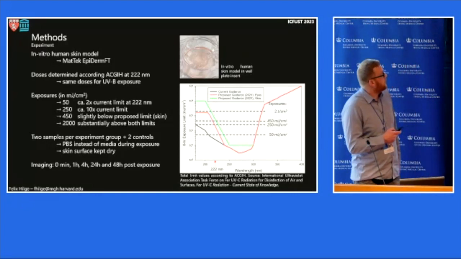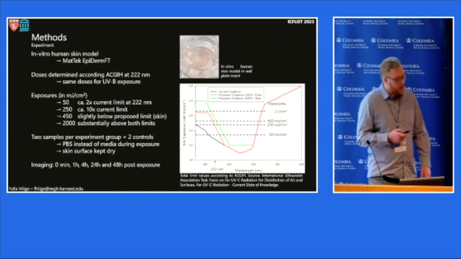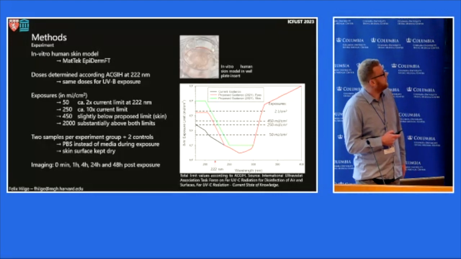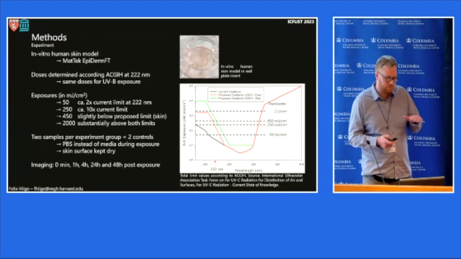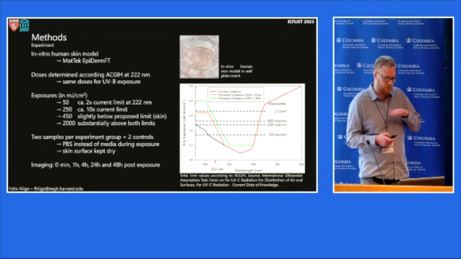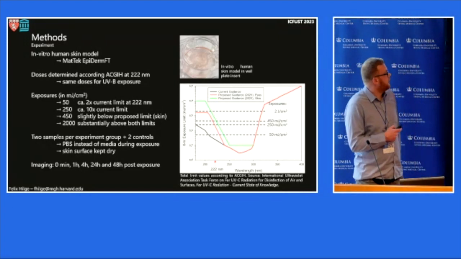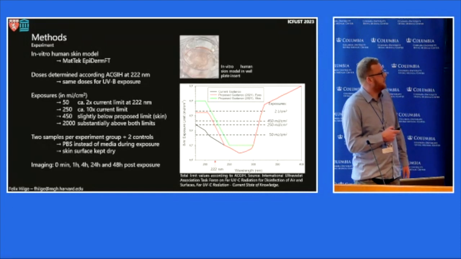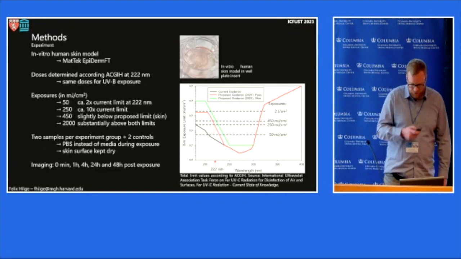During the exposures, we placed the media of our sample, that in vitro human skin model. The media is this red-orange liquid with PBS to avoid any potentially toxic photo products in the media. Also very important for the exposure with UVC, we kept the surface, the stratum corneum of the skin model, dry, so that there is no absorption by a potential liquid layer on top. Imaging was done as soon as possible after the exposure ended, and then 1 hour, 4 hours, 24 hours, and if the sample survived, even 48 hours after the exposure ended.